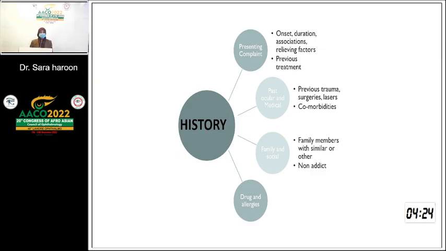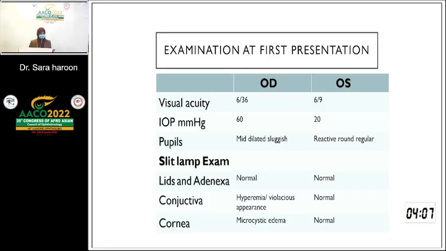She had no history of ocular surgery, trauma, injections, or laser to her eyes. She was a healthy female, and her family members did not suffer from similar or other ocular conditions. The patient was a housewife, a non-addict, and she described that she was from a lower socioeconomic stratum.